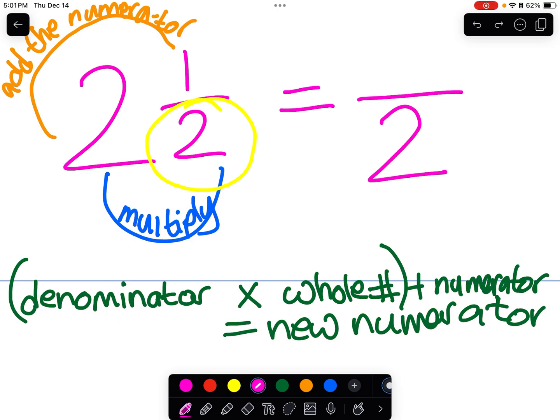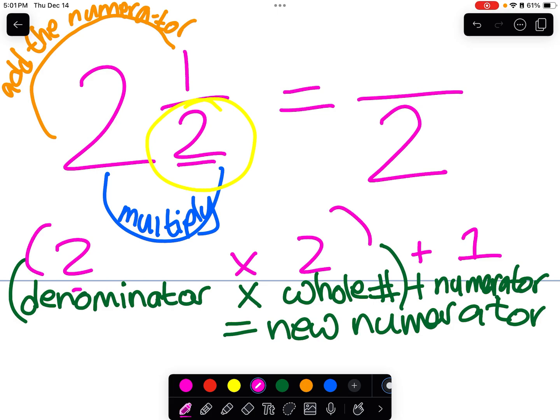So let's do it. If I multiply this denominator times the whole number, which is also 2, and then I add the numerator, which is 1, I get 2 times 2, that's 4, and then I add this 1 here, and that gives me 5. And my improper fraction is now 5/2.